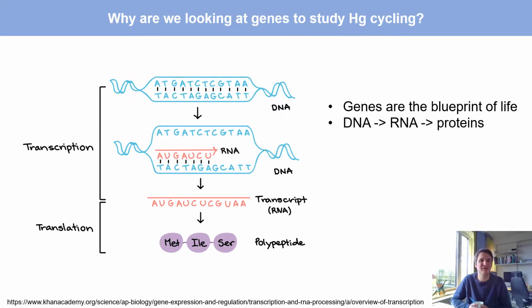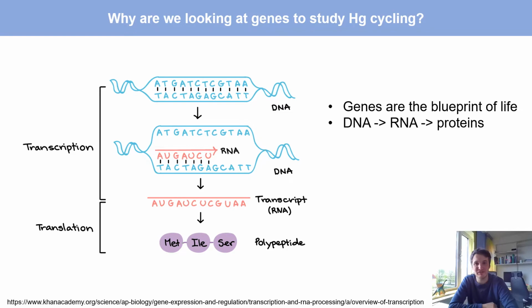And genes are very interesting because they are the blueprint of life, and genes allow the production of proteins. So I put here the classical view of how proteins are produced by microbes. In their genomes, genes are present and they are transcribed into RNA sequences, and those RNA molecules can actually be translated into polypeptides, which are the basis of proteins. So from DNA, you get RNA, and then you get the amino acid sequence forming the proteins.